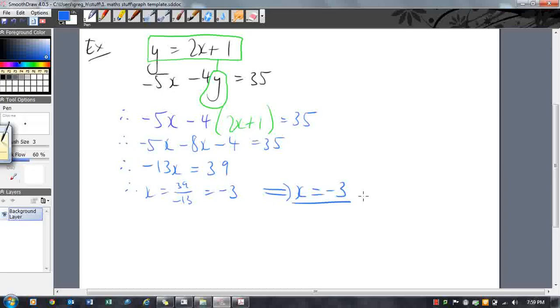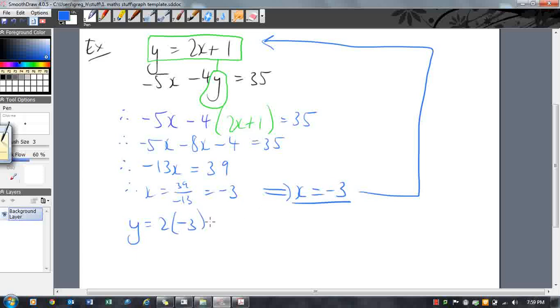What's y equal to? Substitute it back in. Let's put it straight back into this formula up here. This tells us what y is equal to. Y is equal to 2 times the x value. X is equal to -3, plus 1, which is equal to -6 plus 1, which is -5. So therefore, y is equal to -5. And that's how you use the substitution method to solve simultaneous equations. Have fun. They are good fun. Yeah, enjoy.